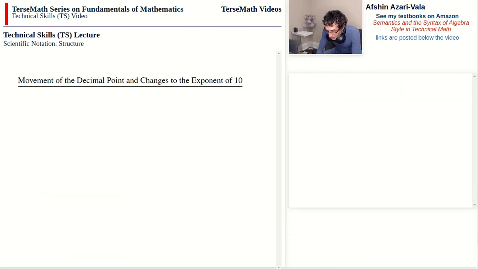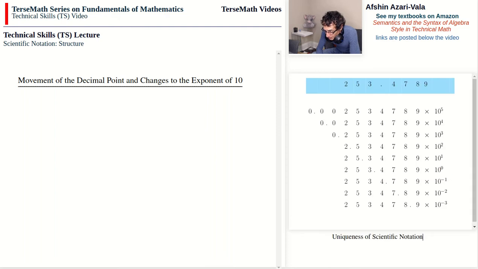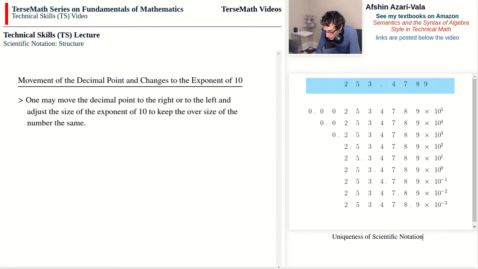Now, the last topic, which is an important one, by the way, because the skill that I'm going to talk about here is one that we will be using when we add, subtract numbers that are written in scientific notation. And also, often at the end of our calculations, we have to move the decimal point to write the number in scientific notation and adjust the exponent of 10. So the question is, how do we go about adjusting the exponent of 10 if we choose that we want to move the decimal point?